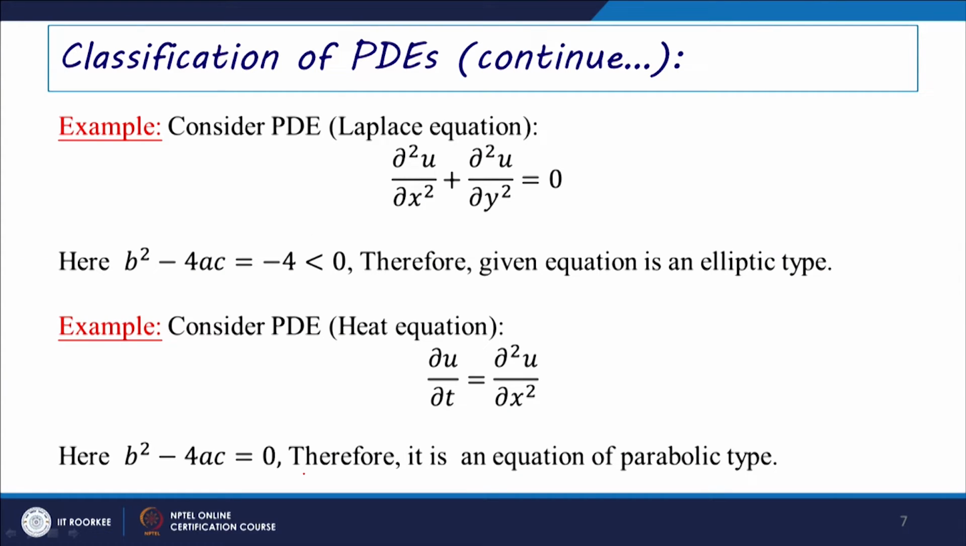This above classification can be represented with another example. Suppose we consider a partial differential equation like del square u by del x square plus del square u by del y square equals to 0. If we compare this equation with our earlier equation, then we can find these coefficients as, here, del square u by del x square plus del square u by del y square equals suppose 0 here.